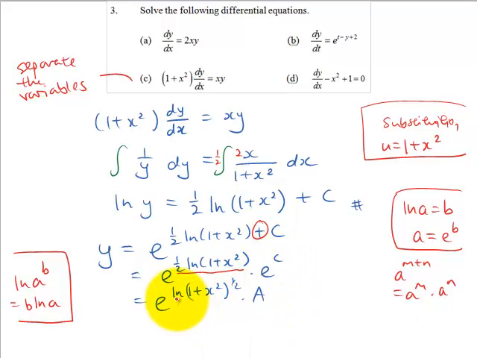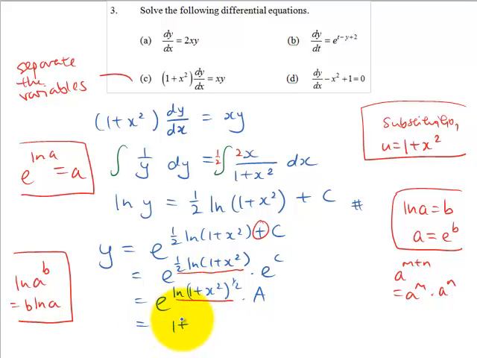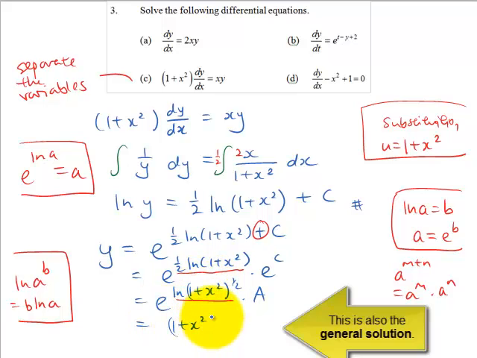So back to this. Now when you have e and ln coming together, they offset each other. So you just have 1 plus x squared to the power half. And I just bring a to the front, so this is my answer.